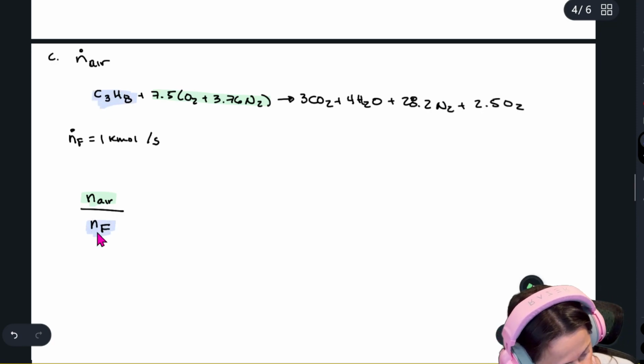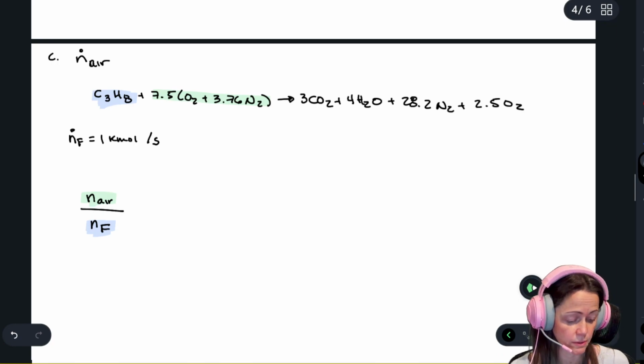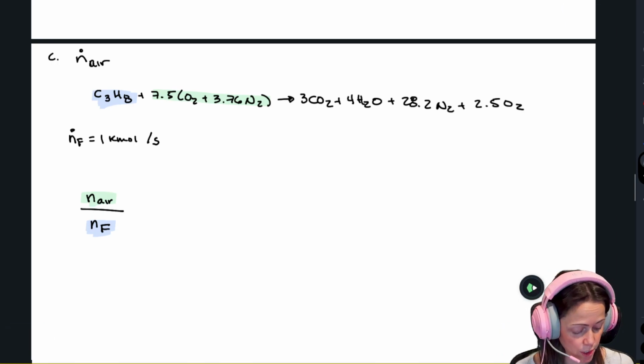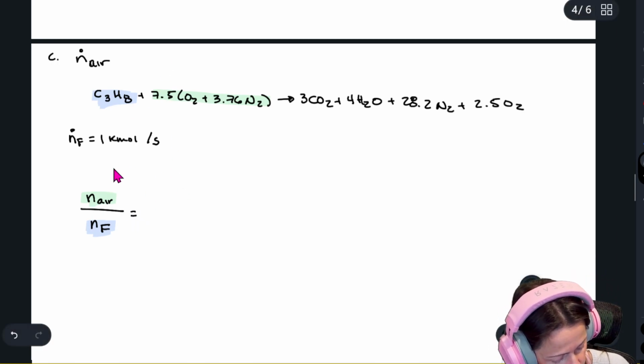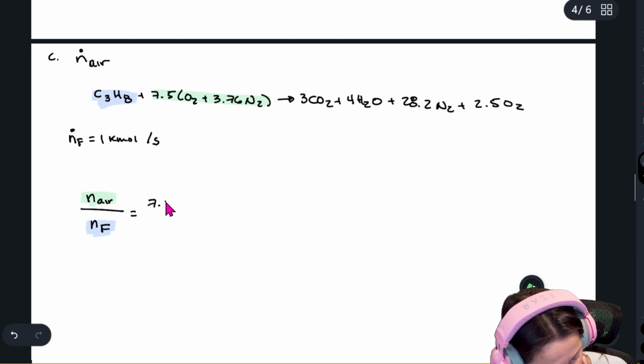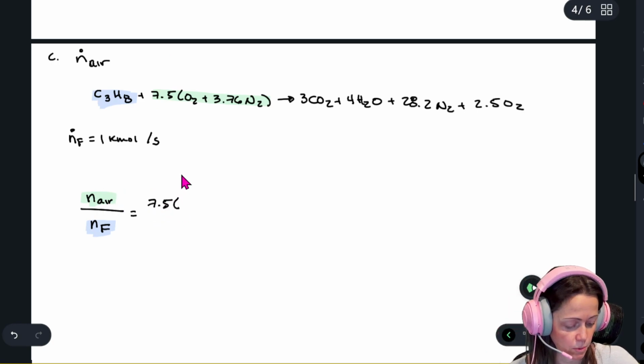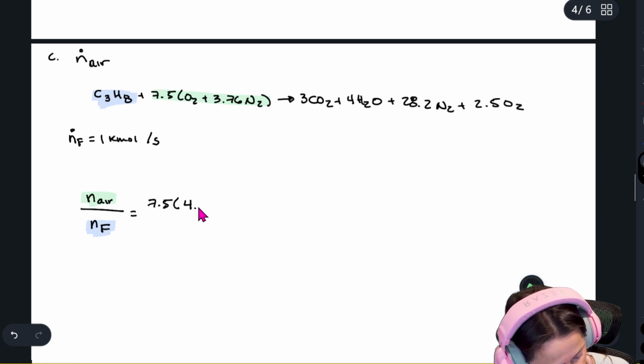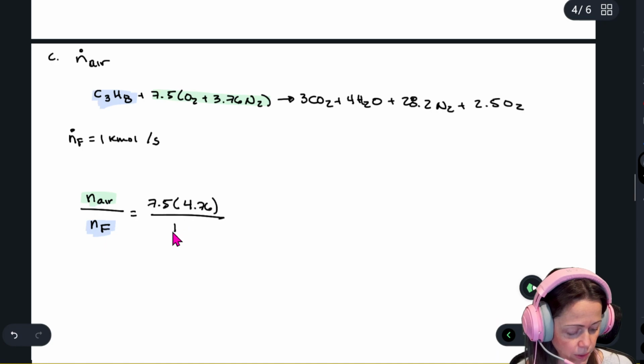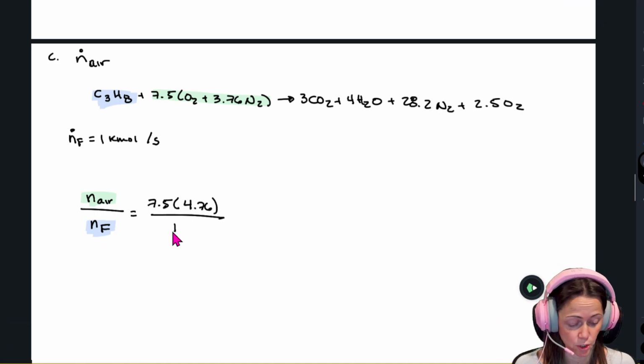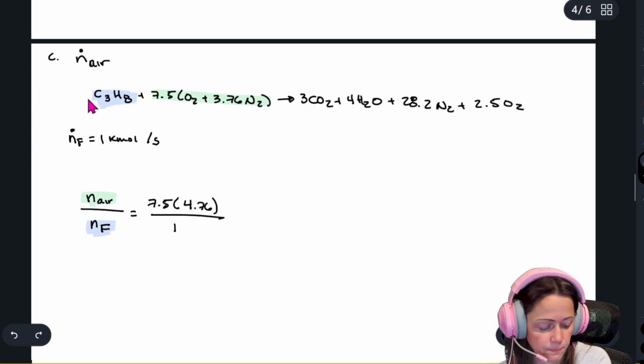That guy. And so what I'm going to do is say, well, that's the same ratio, right? For the air, it would be 7.5 times the number of moles in the parentheses, which is 4.76. And for the fuel, it's just 1, right? So it's the coefficient in front of whatever that term is, which is just a 1.